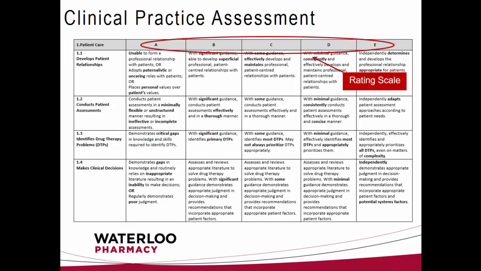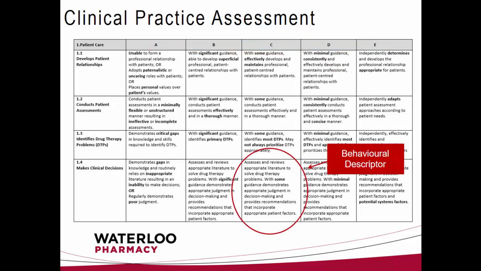The 5-point alphabetical rating scale is shown in the top row. A behavioral descriptor summarizes the student's performance that has been observed. Every rating for an element has its own behavioral descriptor. The next few slides explain the behavioral descriptors in more detail.